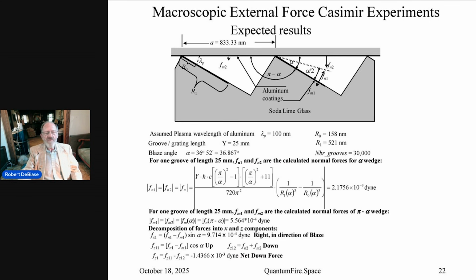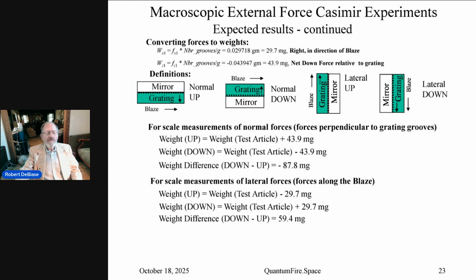All right. So, what are the expected results? You have to integrate the wedge equation over the area of the cavity. That's done here, and there's a lot of arithmetic. And basically, what we're interested in here, I did a lot of measurements of the normal force more than the lateral force. But you notice the weight difference is minus 87.8 milligrams. That's a pretty big weight difference.